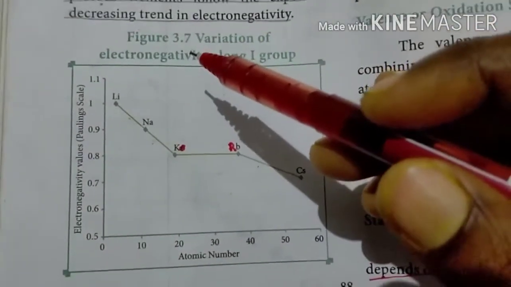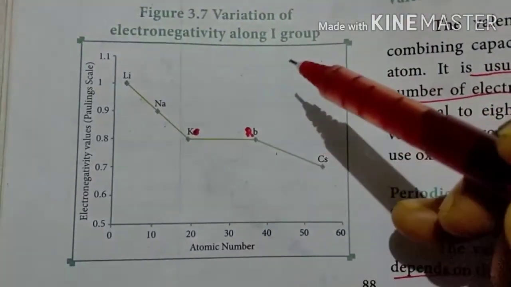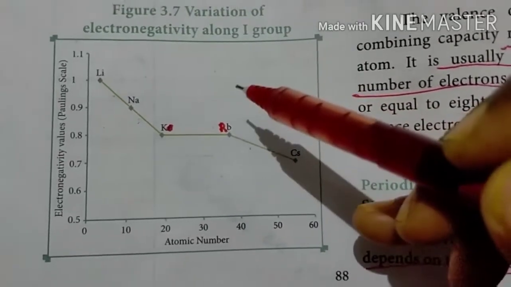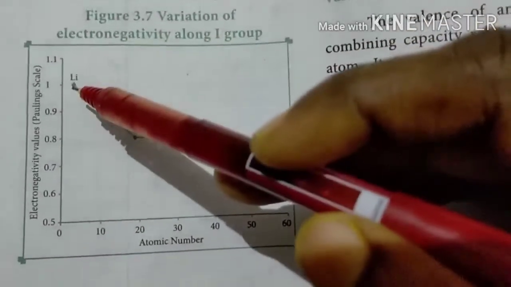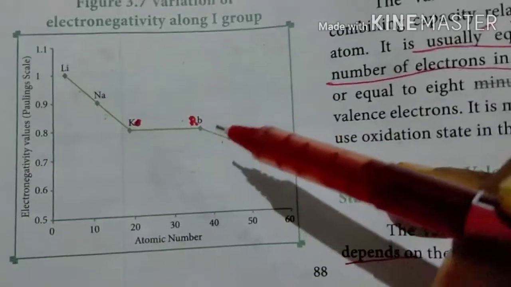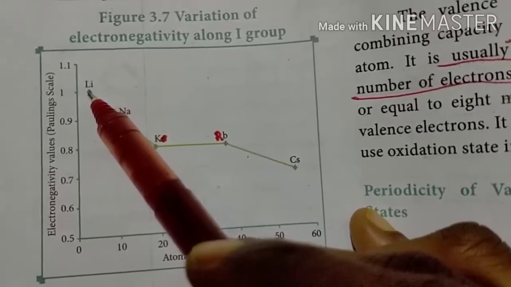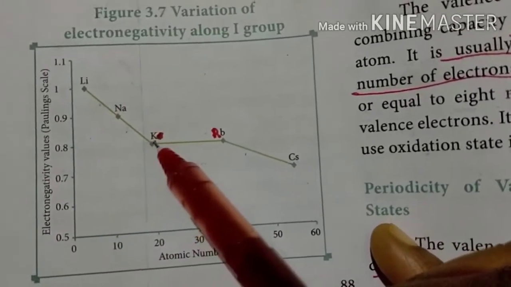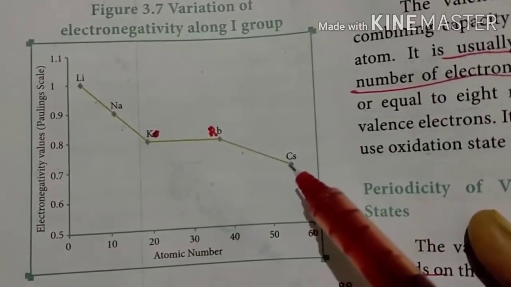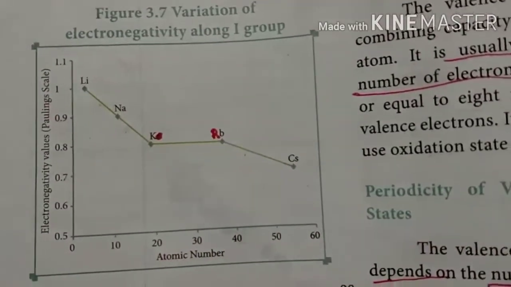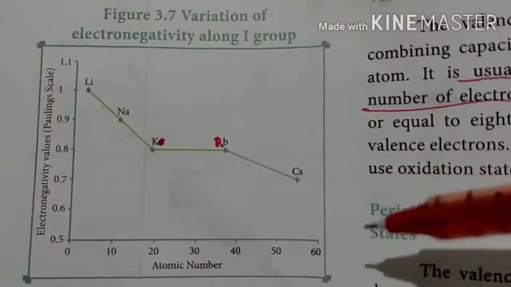Take page number 88 and look at figure 3.7. Here they explain the variation of electronegativity along the first group. So what are the first group elements? S block elements: alkali metals, lithium, sodium, potassium, rubidium and cesium. Lithium's atomic size is smaller than sodium, and potassium is greater than sodium. Rubidium is greater, and cesium is greater than these four. Now let's see the electronegativity variation from lithium to cesium.